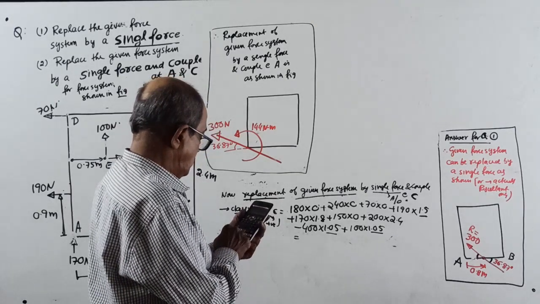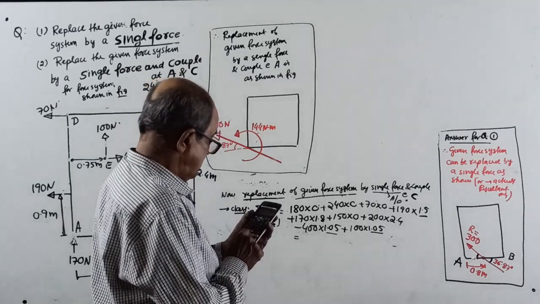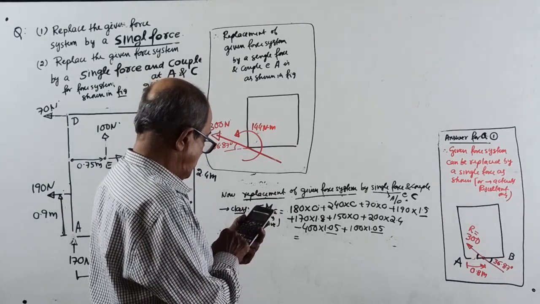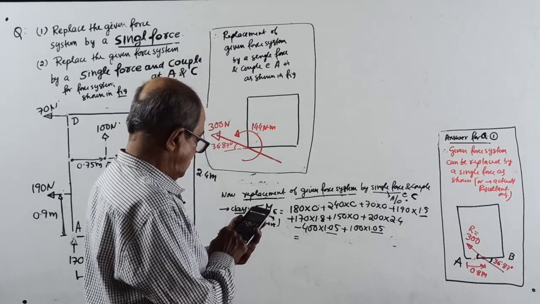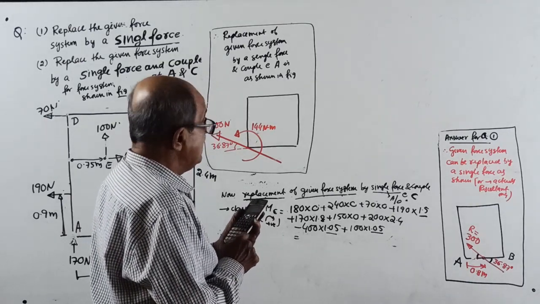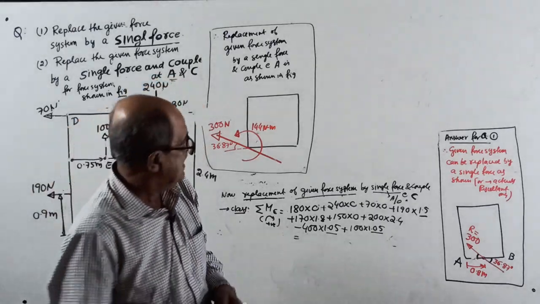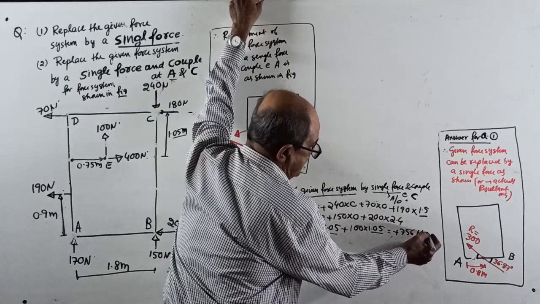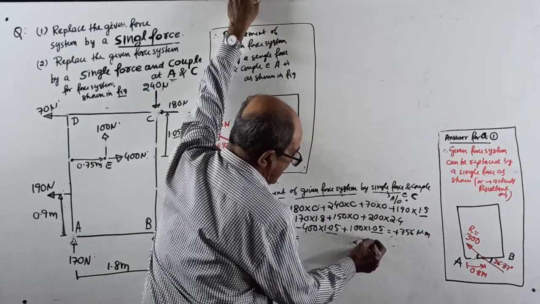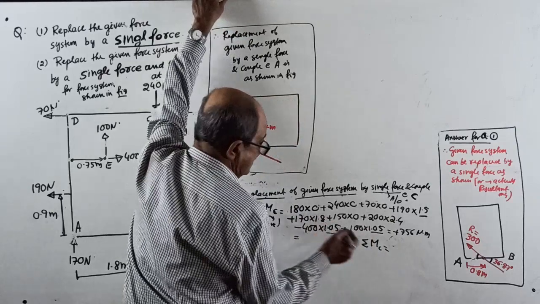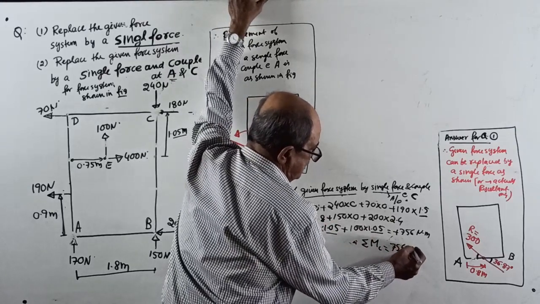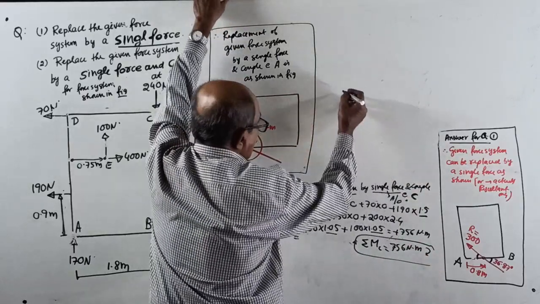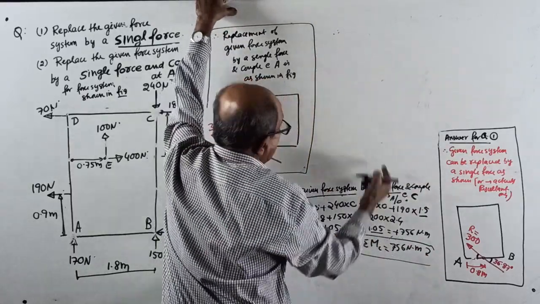Plus 170 into 1.8 plus 200 into 2.4 minus 400 into 1.05 plus 100 into 1.05 is 756. I will check the answer now. Sigma M about C equals 756 Newton meter clockwise. Okay, now right answer. Therefore, second part I will write here.